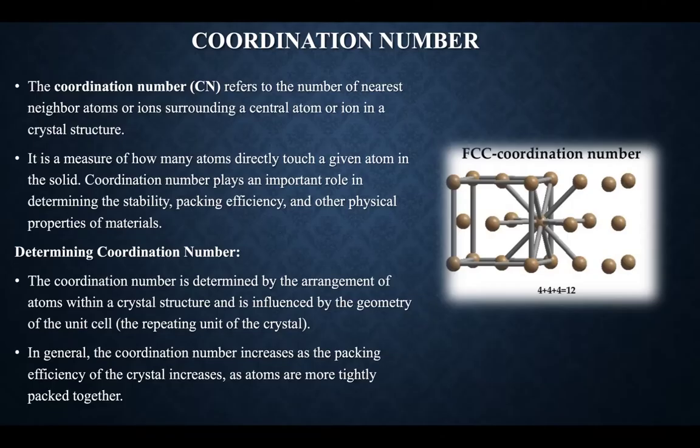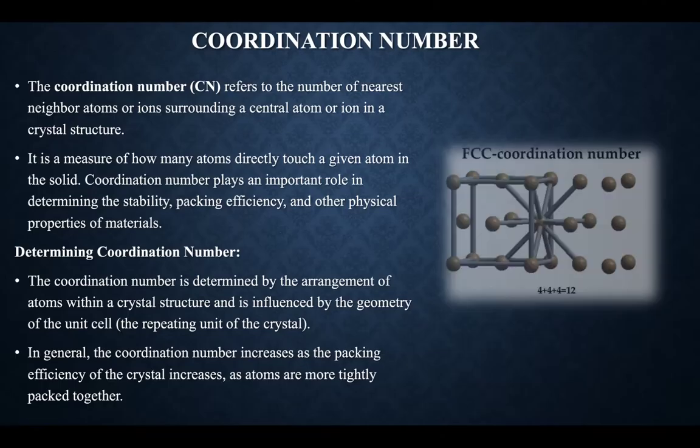So if we consider the central atom, it will have a coordination number of 12 atoms. In the top layer we have four different atoms, in the bottom layer we have four different atoms, and in the central region we have four different atoms. So this particular atom has coordination number 12, because it has connection with 12 different atoms, so we call this the coordination number.